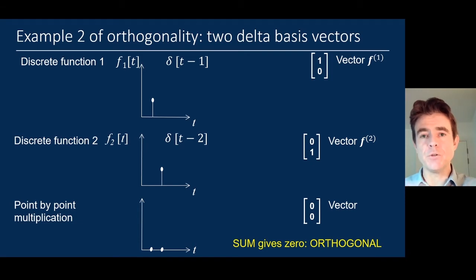And in fact, any delta functions at different positions to each other, even with a much higher number of samples per discrete function, will also be orthogonal to each other. It's only when they're at the same position that the product would give a 1, and when you sum will give a 1, and that means they're not orthogonal.